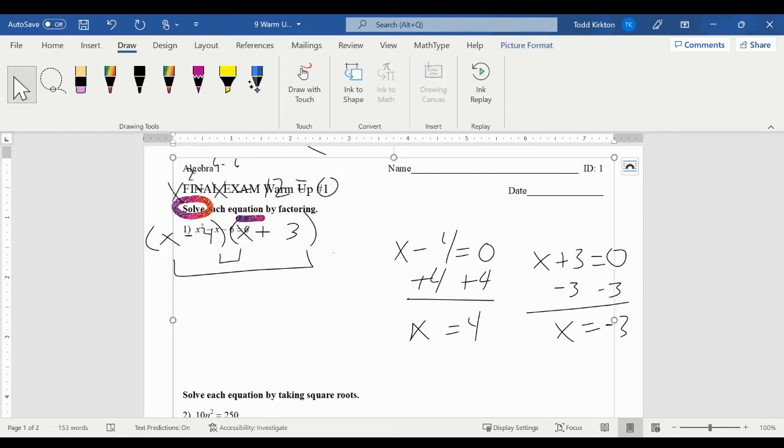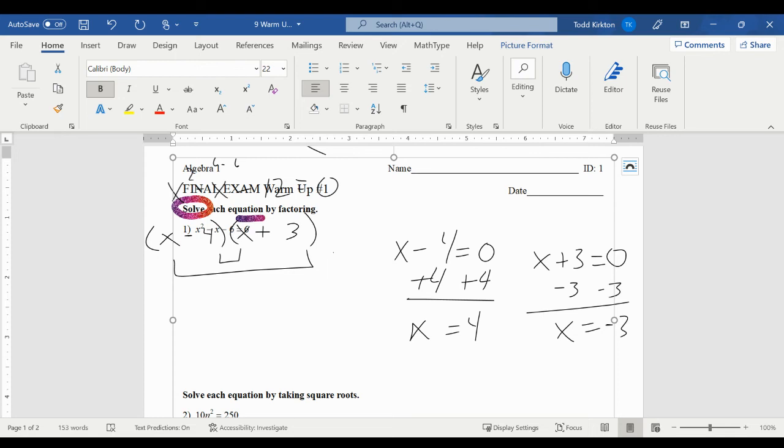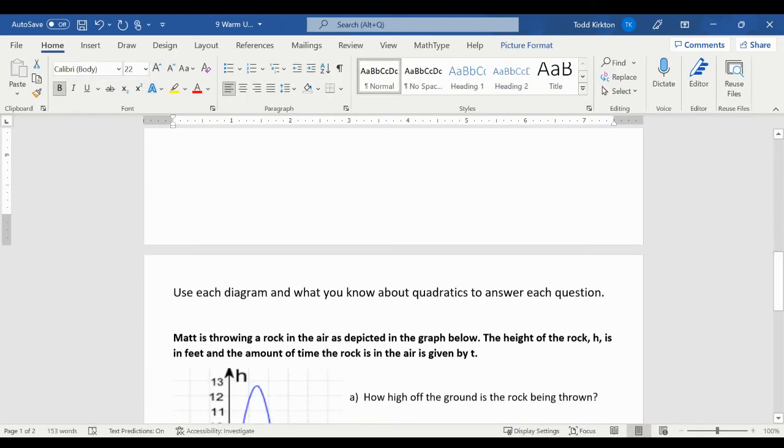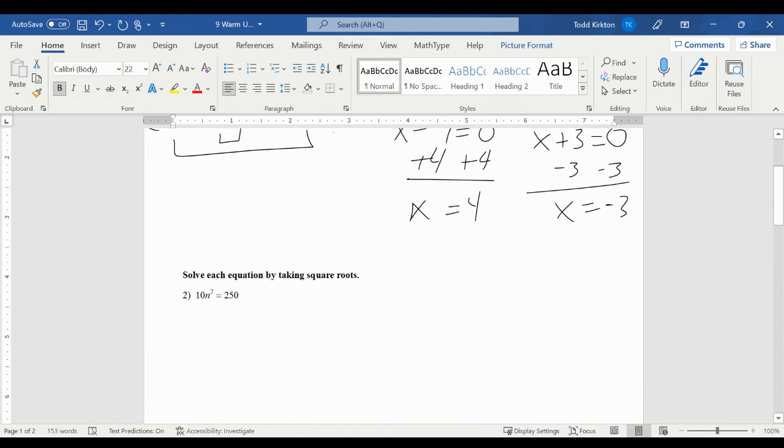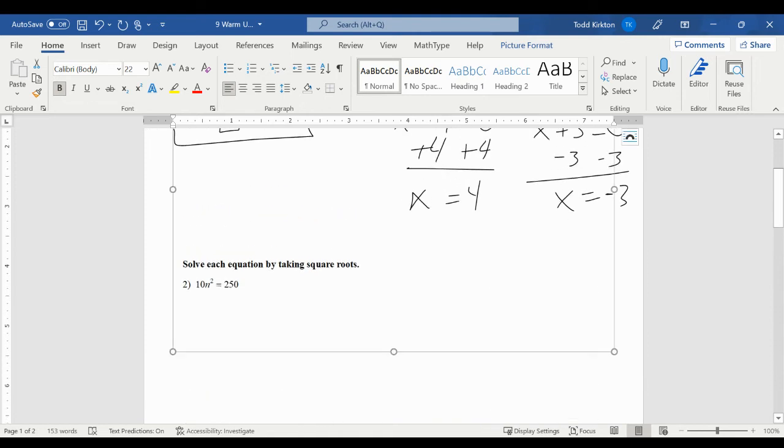All right, so let's keep going here. Sorry, I got to move this. All right, so this one says solve by taking the square root.